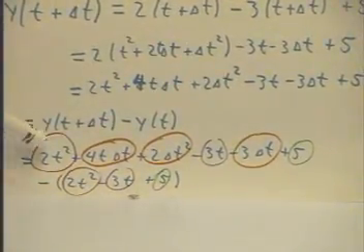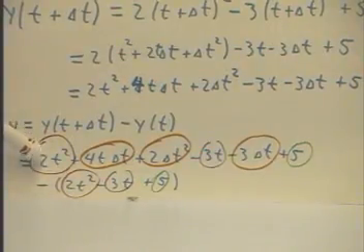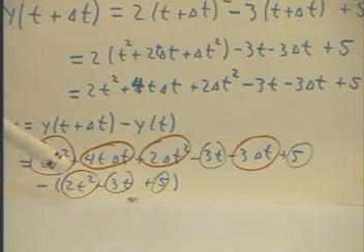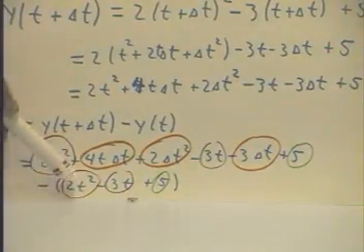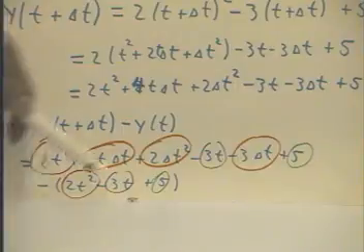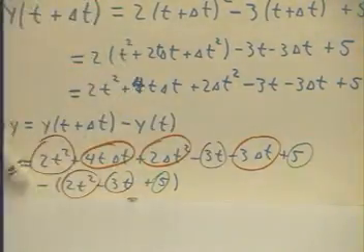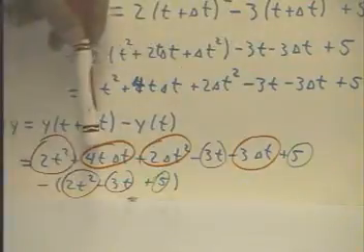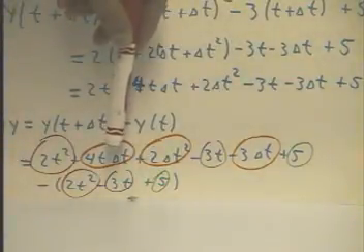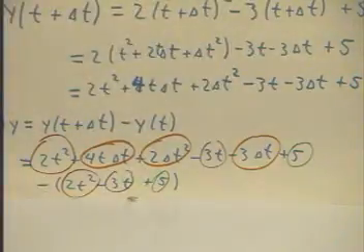We see that the 2t squared from the y of t plus delta t and the 2t squared from the y of t are identical, except this one's grouped in a subtraction, so they're going to cancel out. The 3t and the 3t, same thing. Negative 3t minus a negative 3t, and the 5 minus a 5, leaving us only with the orange circled terms, 4t delta t plus 2 delta t squared minus 3 delta t.